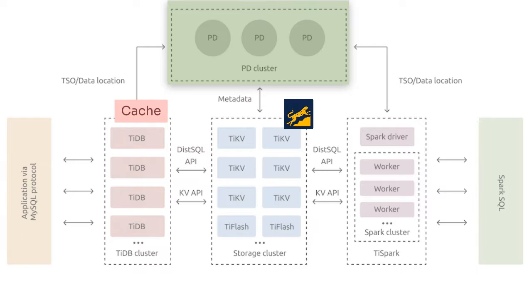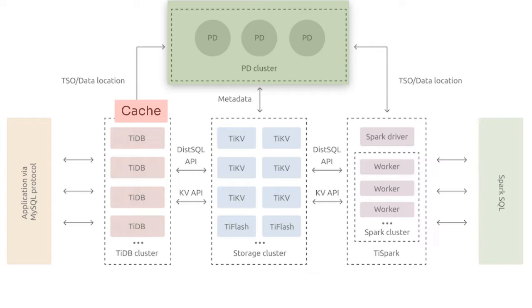On TiKV, we use RocksDB as the underlying storage engine to persist data to disk. And on top of RocksDB, there's the Raft layer, where we do the replication between the nodes. And also there's a transaction layer and an API layer.